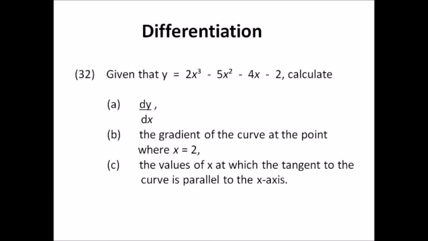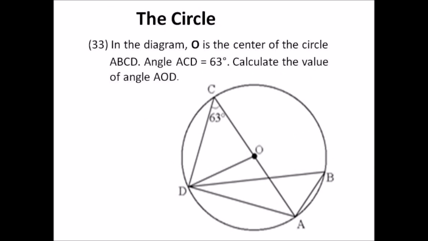And we move on to number 33, the circle in the diagram. O is the center of the circle A, B, C, D. Angle ACD is equal to 63 degrees. Calculate the value of angle AOD. Go ahead, work it.